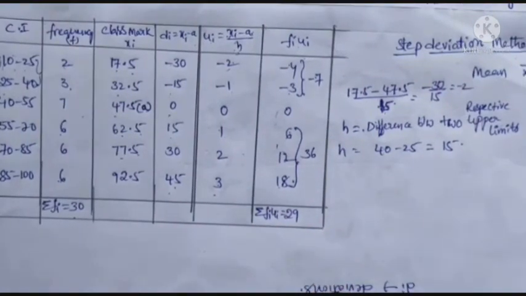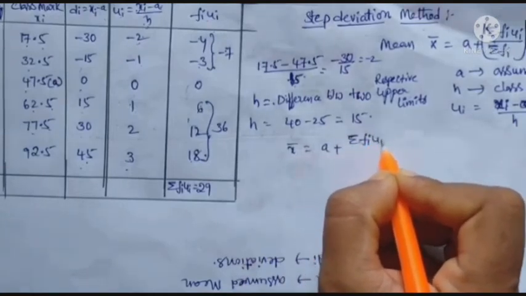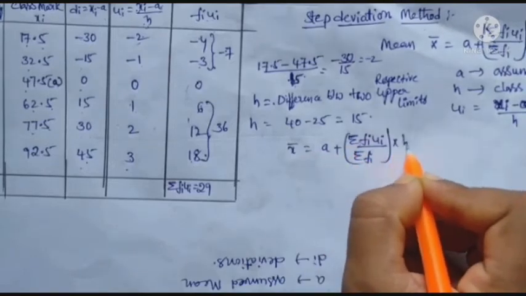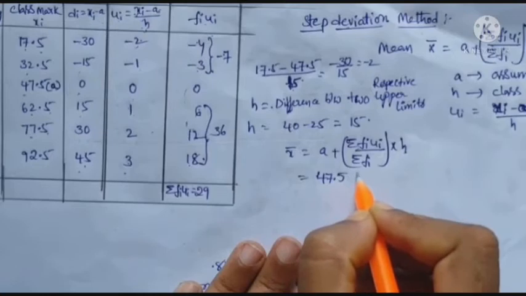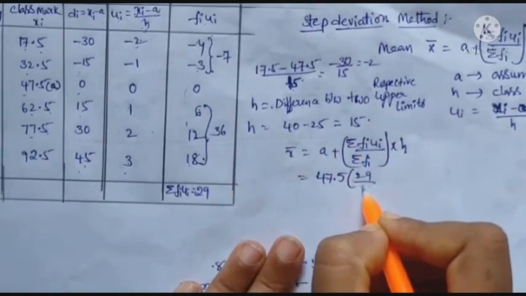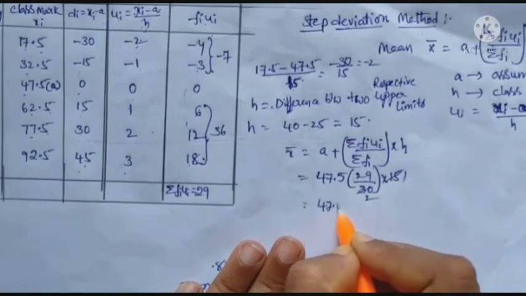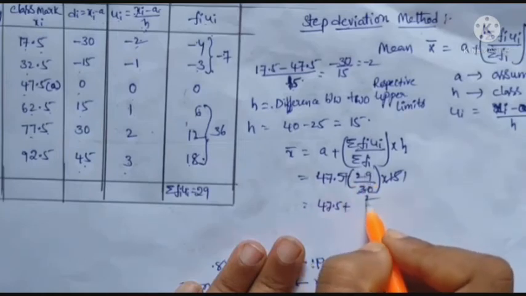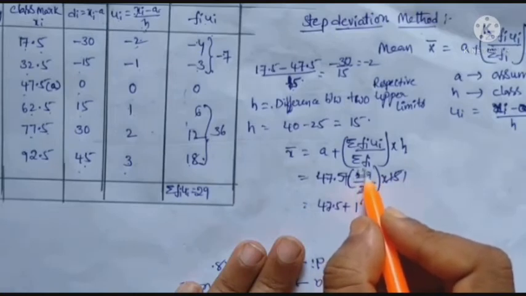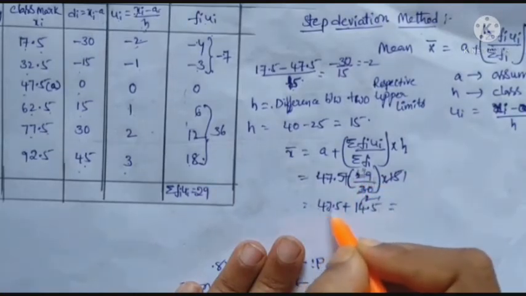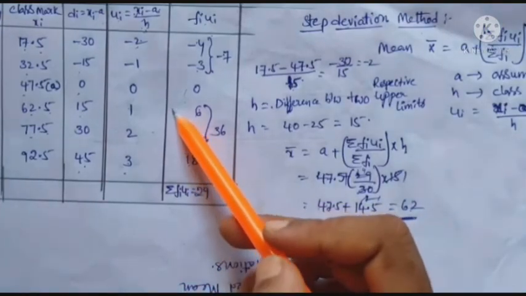Now we have to find the mean: x bar is equal to a plus sigma fi ui by sigma fi into h. Here, the a value is 47.5 plus sigma fi ui value is 29 by sigma fi value 30, into 15. We cancel: 15 ones are 15, 15 twos are 30. So 47.5 plus 29 by 2, which is 14.5. 47.5 plus 14.5 is equal to 62. So 62 is the mean of the given data.